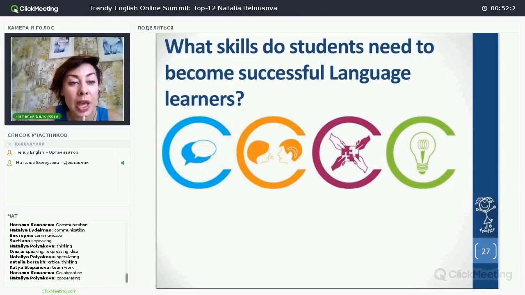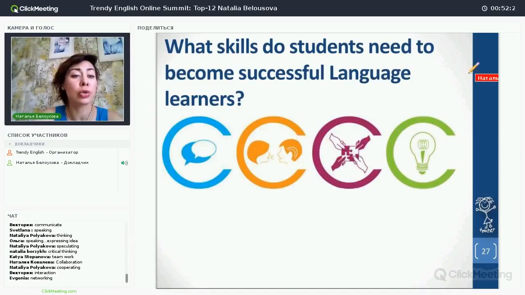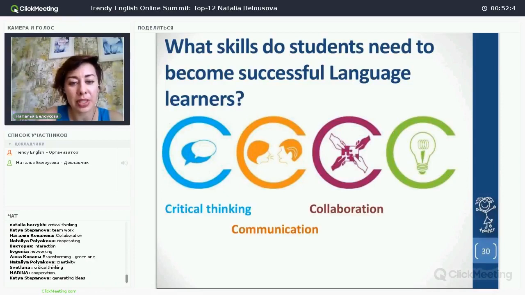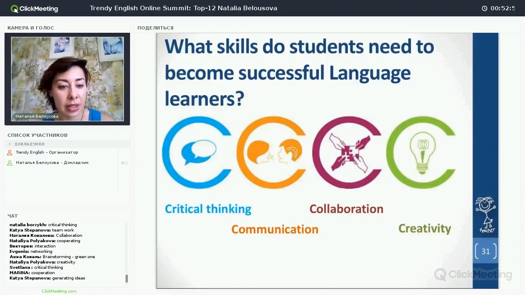Collaboration. Absolutely. Because we do have to collaborate in most real-life situations, at work, doing sports, and so on. Networking, something like that. We hardly ever work alone, and we hardly ever do things alone, but collaboration is also a skill. The green one is brainstorming. You're very close, Natalia. So I'm going to show them to you. Critical thinking, communication, collaboration, and creativity.